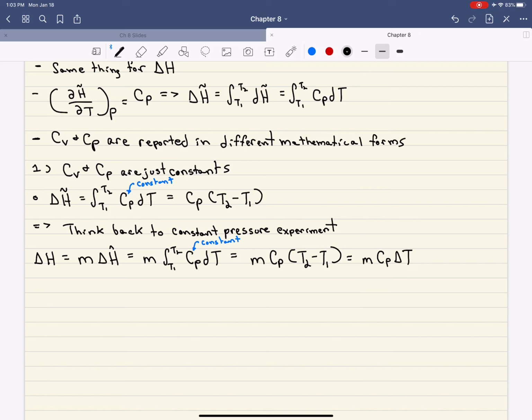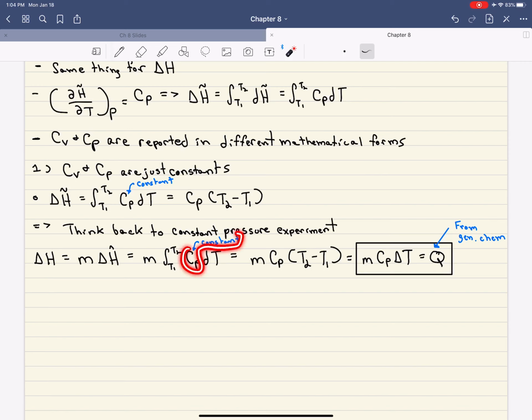In our constant pressure experiment, we said that our delta H was just equal to that heat. And so the equation we get is that the heat is just equal to m Cp delta T. This is the same exact equation that you used in your general chemistry courses: Q is equal to m c delta T. Of course, this is only valid when your Cp is equal to a constant. And for a lot of systems, Cp is not equal to a constant.